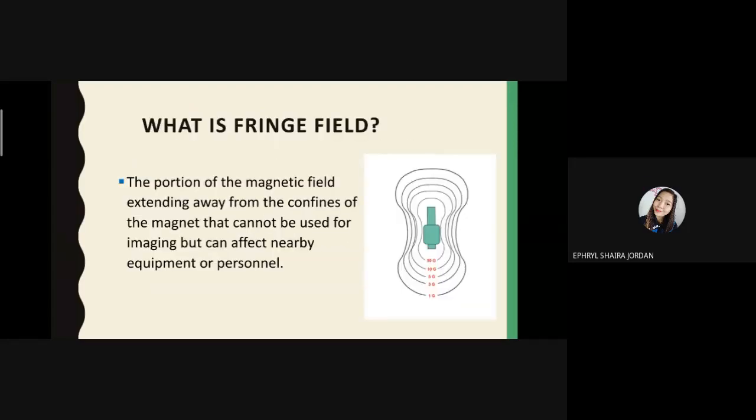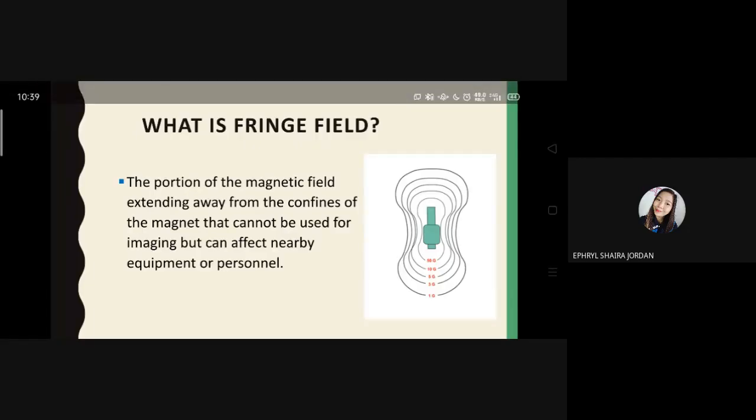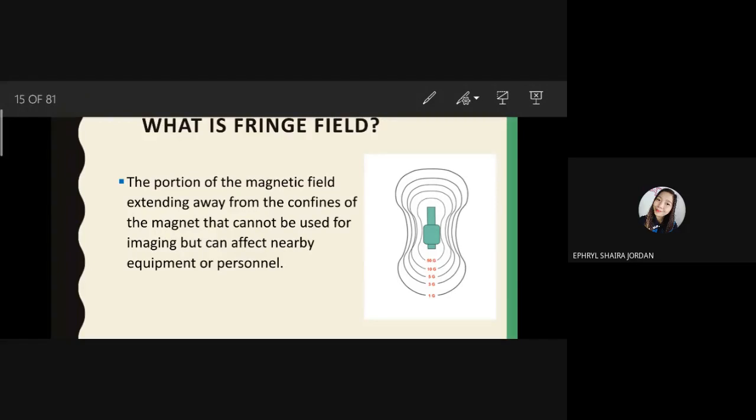Again, we've mentioned the fringe field. So what is the fringe field? This is the portion of magnetic field extending away from the confines of the magnet that cannot be used for imaging but can affect nearby equipment or personnel. So itong fringe field, this is the field away, sorry, away from the magnet itself.